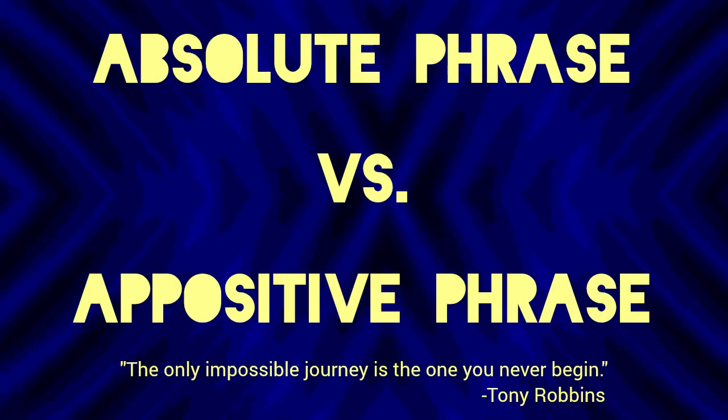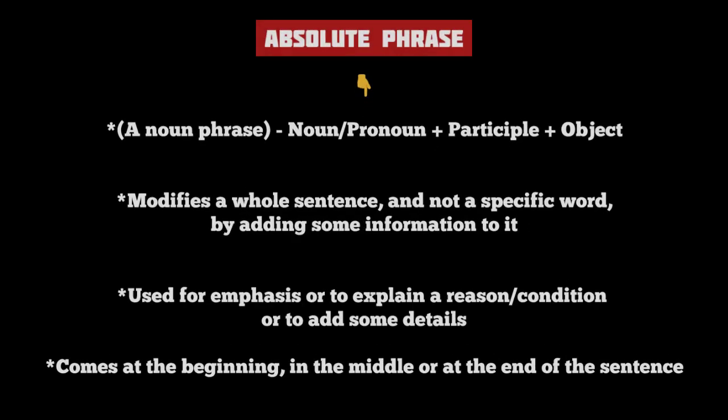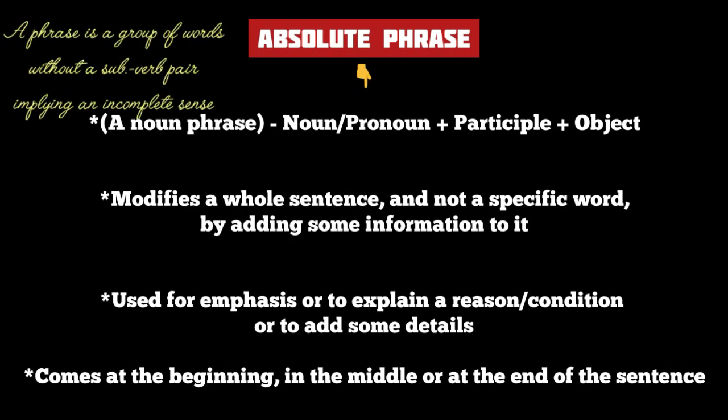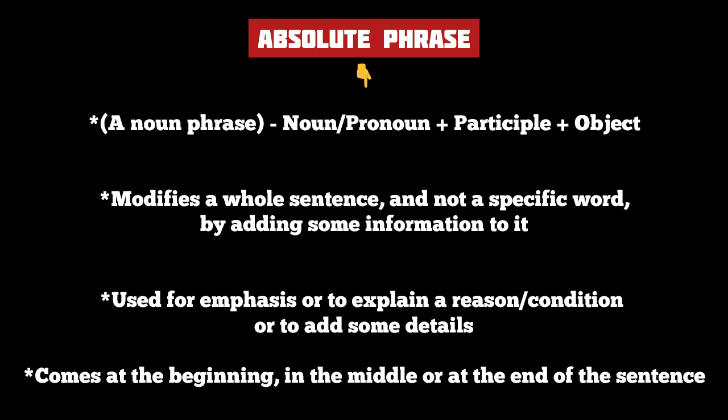Today's lesson is absolute phrase versus appositive phrase. We know that a phrase is a group of words without a subject-verb combination. The absolute phrase consists of a noun or a pronoun plus participle plus its object. In other words, an absolute phrase is basically a noun phrase.